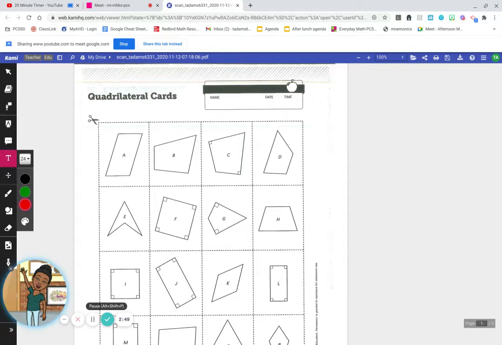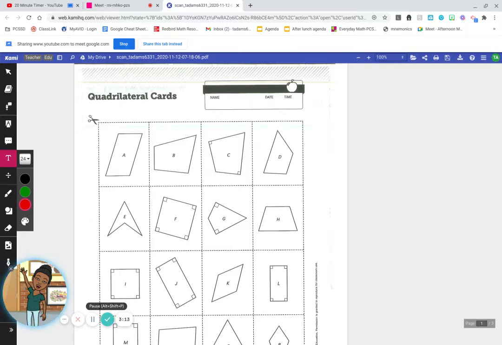Parallel lines never meet. Perpendicular lines, we've heard this before. Perpendicular lines do meet, and when they meet, they form a nice and neat 90-degree angle. We saw that in our triangle lesson, remember?